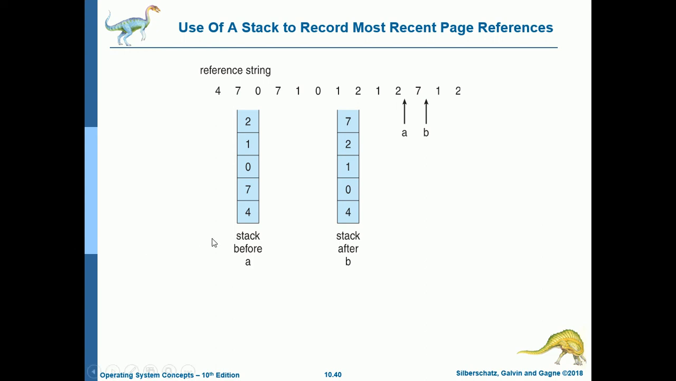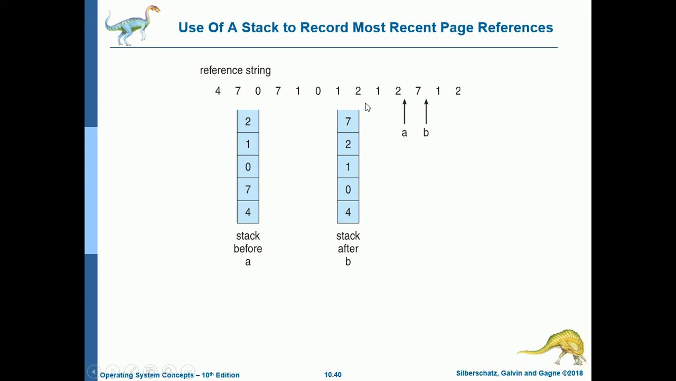For example, so we have 4. The first is, we have in a stack, of course, you have to put it below. So 4, 7, 0, we have again 7, it's already here, and then 1, and then 0 again, it's already here, then 2. Okay, so stack before A. Then we have 1 and 2.